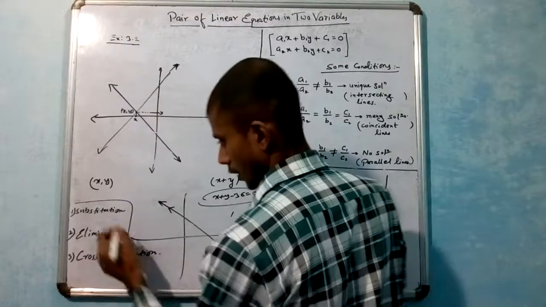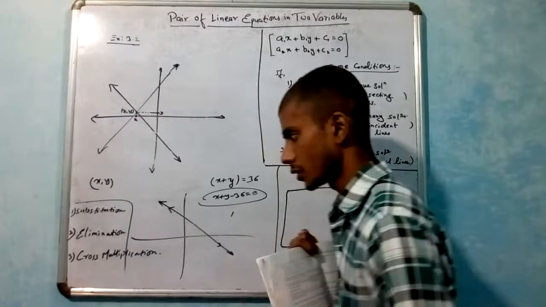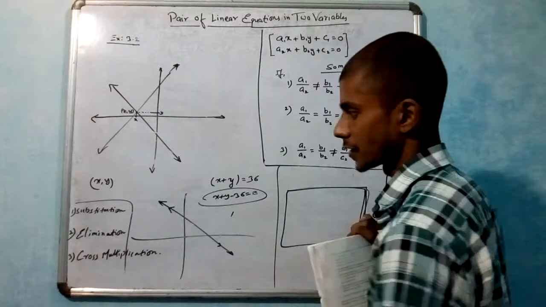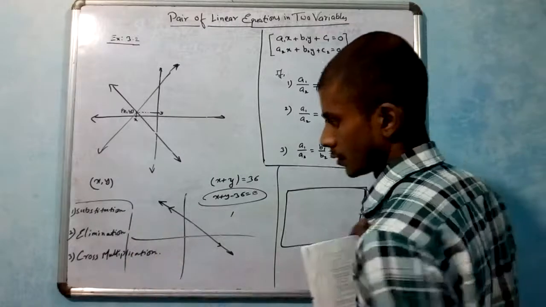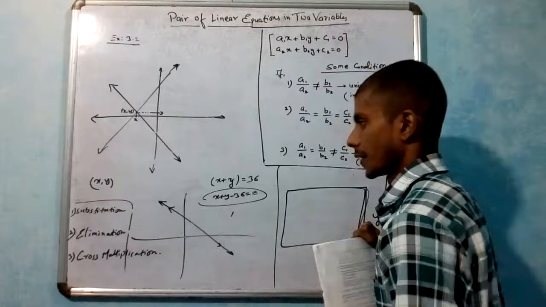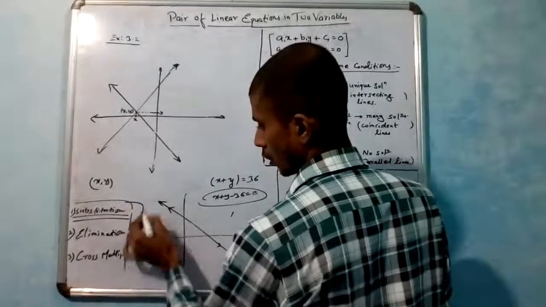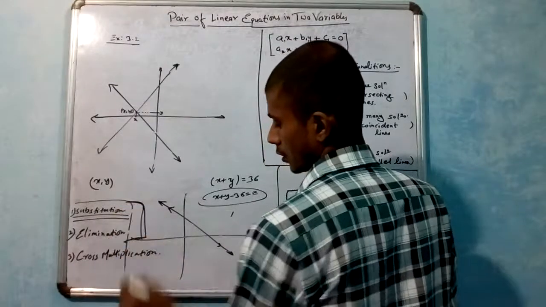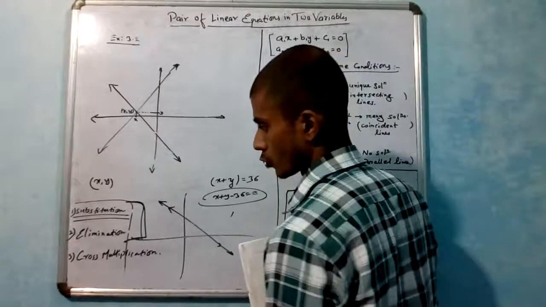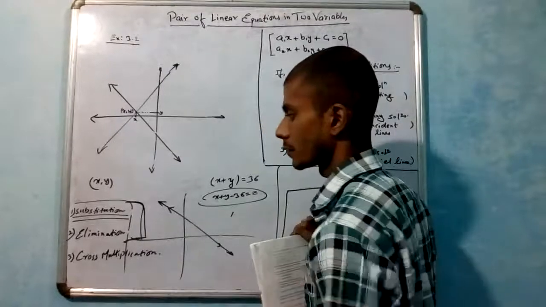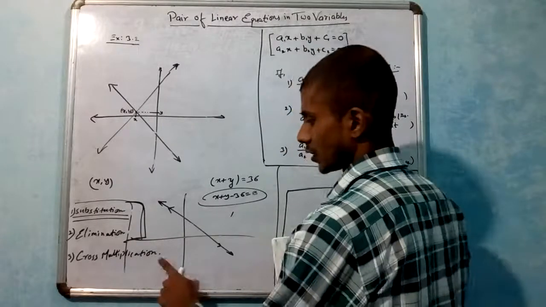That we will see in detail. Each of these methods has a separate exercise. So in the substitution method, generally we used to solve our pair of linear equations in two variables by either of these two methods, whichever is more suitable. The third one is rarely used.